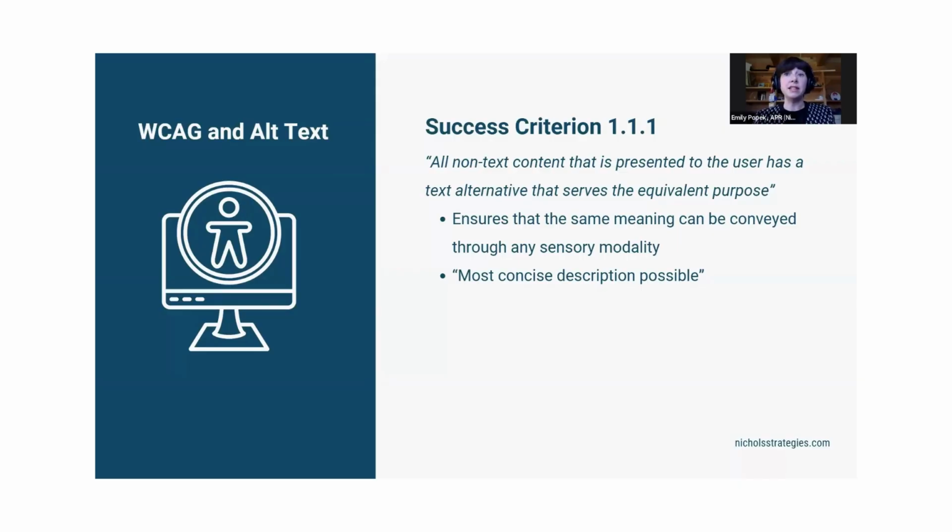What WCAG does say in its tutorial on alt text is, and I quote, "The alt text should be the most concise description possible of the image's purpose." I'm highlighting this because reading that to me lifts some of the burden about how descriptive our alt text needs to be, right? The most concise description possible. So keep that in mind as you're thinking about how to write good, high quality, meaningful alt text.